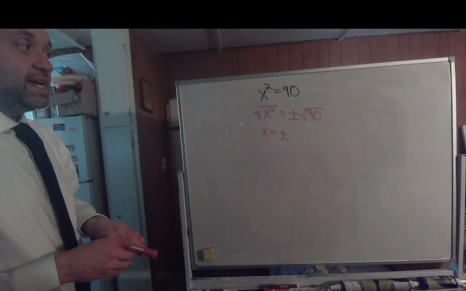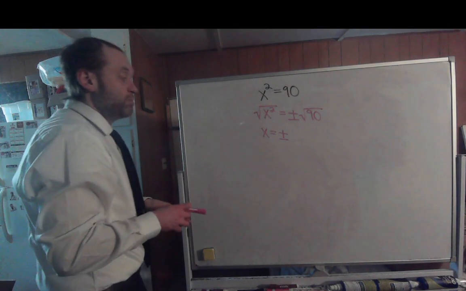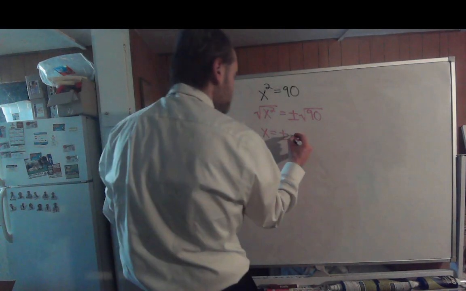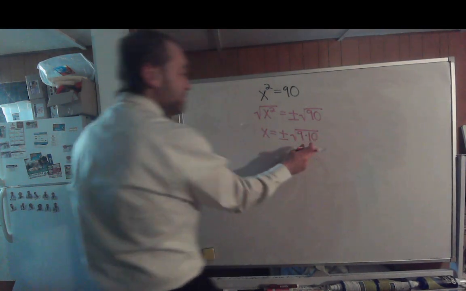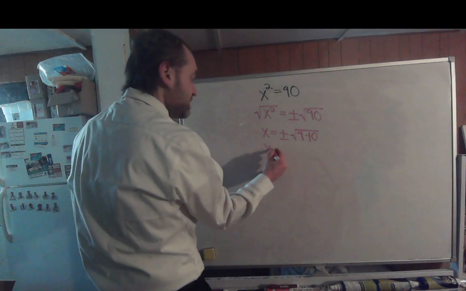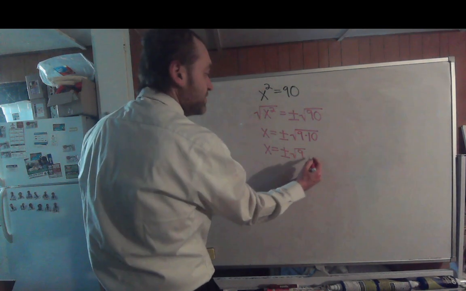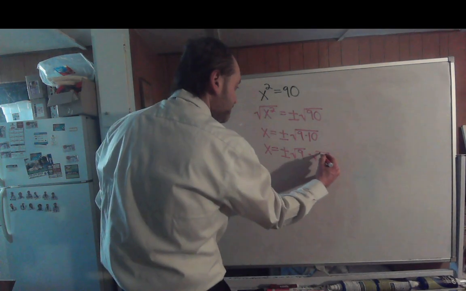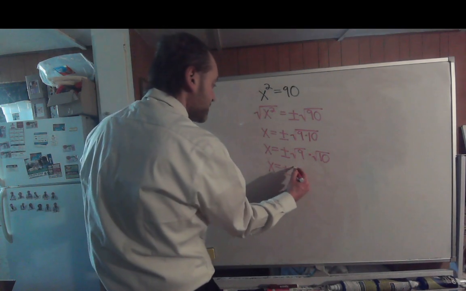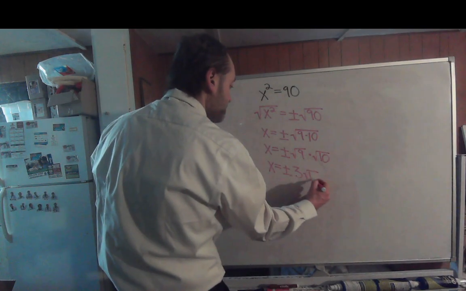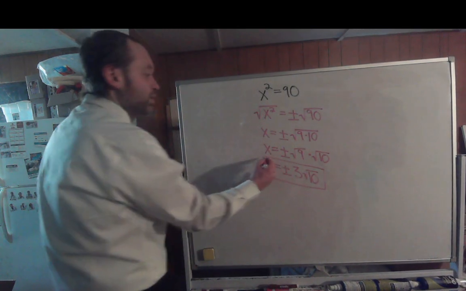The square root of 90, can't we break down the 90 into 9 and 10? That'll break down into the square root of 9 times 10, and if you have two factors under the square root, you can break those down into two separate square roots. So that would break down into plus or minus the square root of 9 times the square root of 10, which would turn into x equals plus or minus 3 times the square root of 10. That would be your solution. X equals plus and minus 3 times the square root of 10.